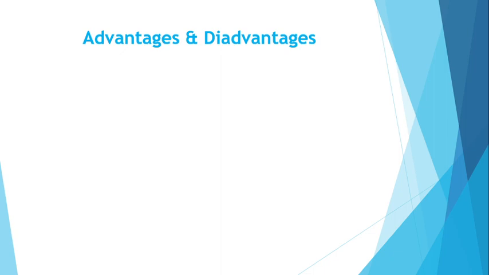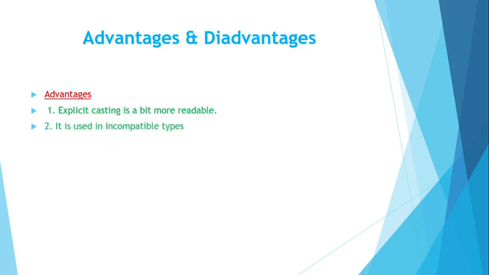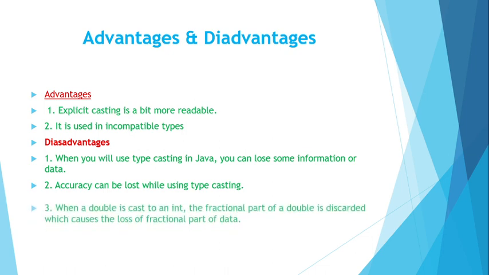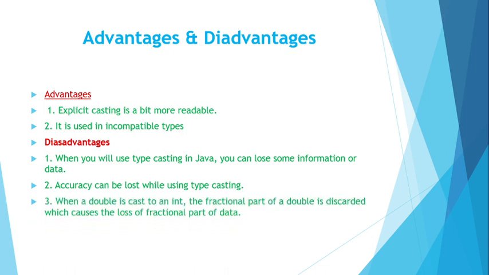Let's discuss the advantages and disadvantages. In advantages, explicit casting is a bit more readable. It is used in incompatible types. In disadvantages, when you use typecasting in Java, you can lose some information or data. Accuracy can be lost while using typecasting. When a double is cast to an int, the fractional part of the double is discarded, which causes the loss of the fractional part of data.